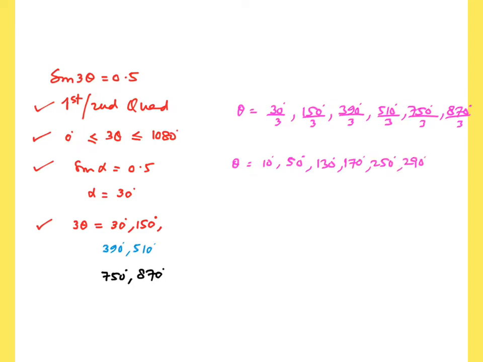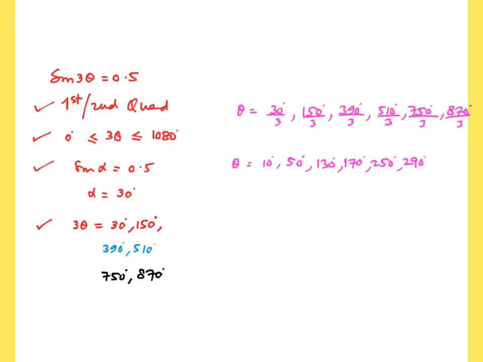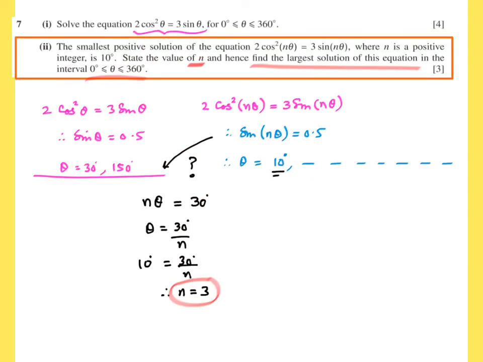So the final answer in this scenario, what the examiner asked: state the value of n. That is done. That comes out to be 3. And then it says find the largest solution of this equation in the interval 0 to 360. So that largest solution is 290 degrees. So that was a trick question. I hope you enjoyed it.